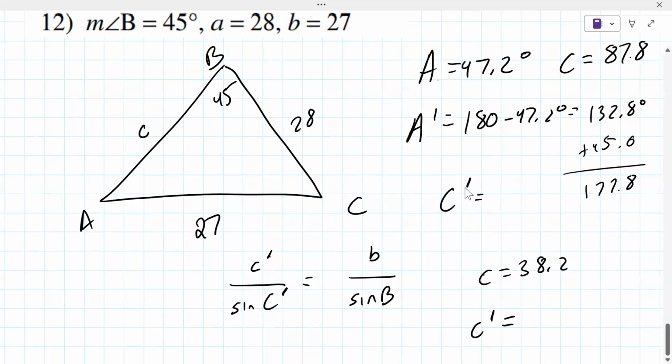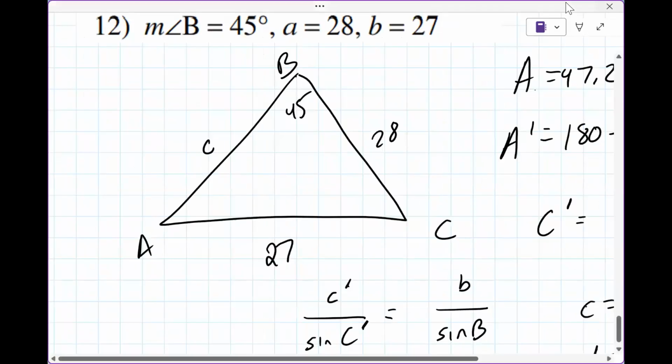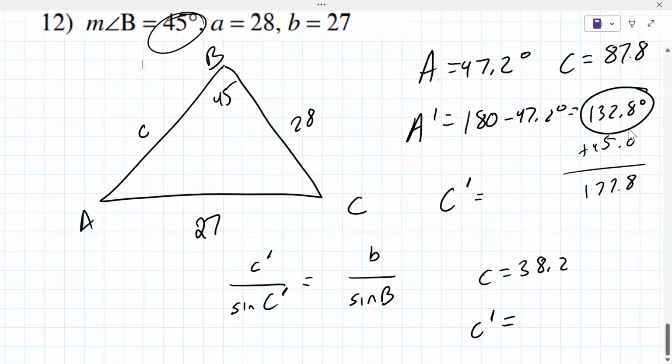But the second angle C comes from, okay, first angle A, or the A prime is 132.8. You still use the 45 up here. What is the big angle C? Wouldn't it just be 87.8? Nope. You have to recalculate the new C for the new A.